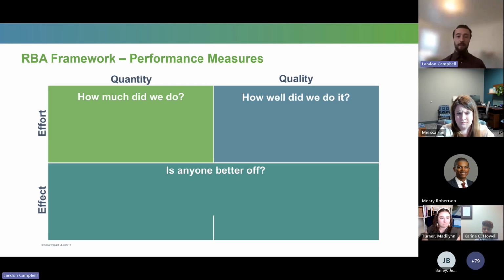So the second key concept of RBA is how we aim to define our performance measures. Effective measures should cover three key questions. How much did we do? How well did we do it? And most importantly, is anyone better off?